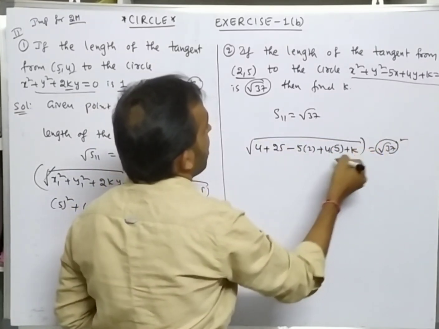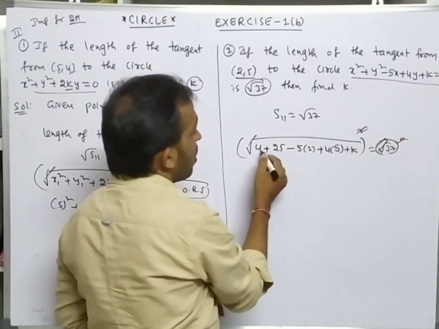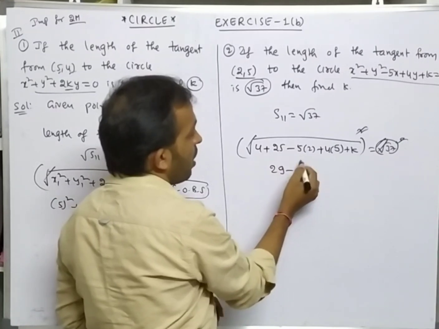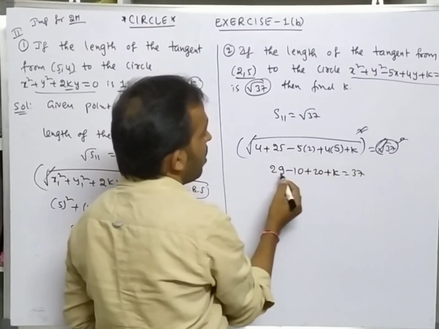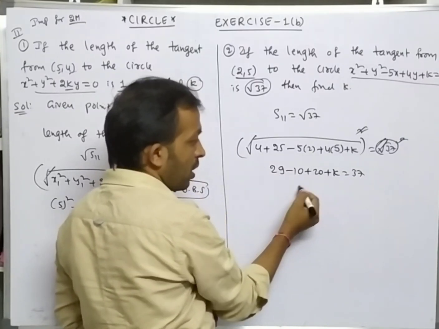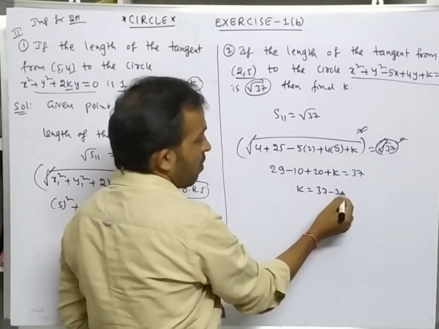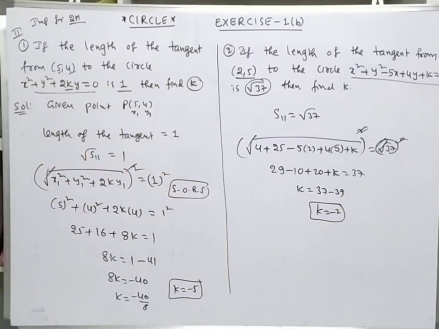Squaring on both sides, the square root cancels. So 25 plus 4, 29, minus 10 plus 20 plus k is equal to 37. 29 minus 10, 19. 19 plus 20, 39. So k is equal to 37 minus 39, k is equal to minus 2. So these are the problems related to the length of the tangent.